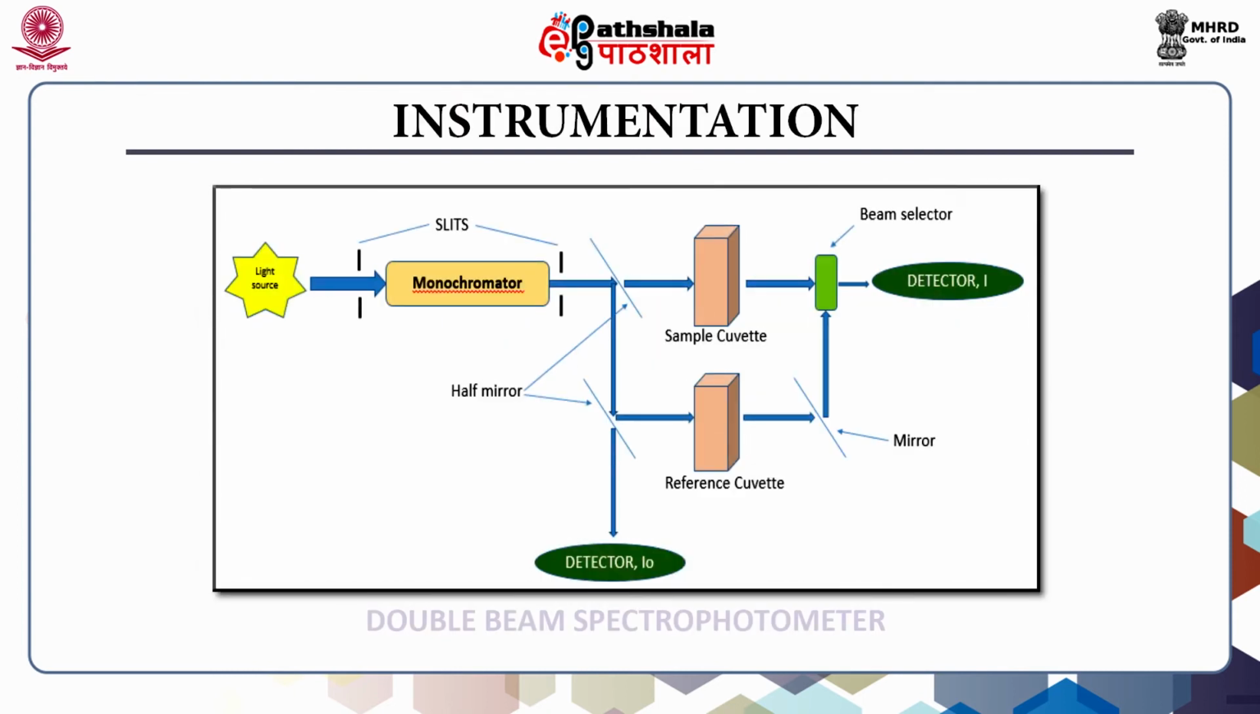In double beam spectrophotometer, the incident light is split into two beams by a half mirror. One beam passes through the reference cuvette and the other beam passes through the sample cuvette. The transmitted light from both the cuvettes then reaches the detectors.